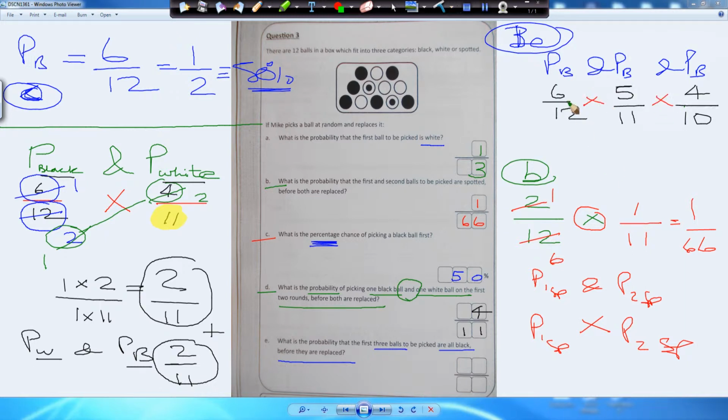So this is the calculation. First black, second black, third black. You start with 12, we take one out, we have 11. Take a second one out, we have 10 left over. We had 6 blacks first, and one was taken, had 5 left and 4 left. That's how we do it. Right, we need to multiply them, cancel them, and see what we can do.